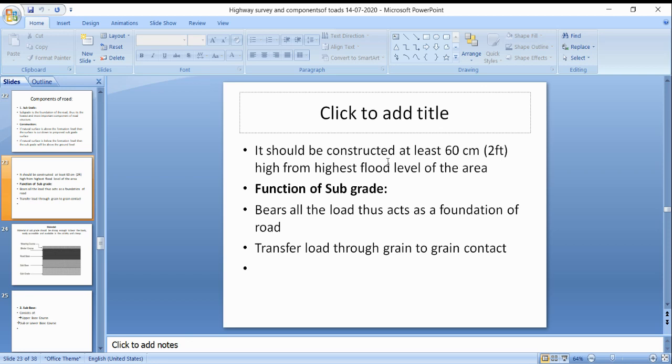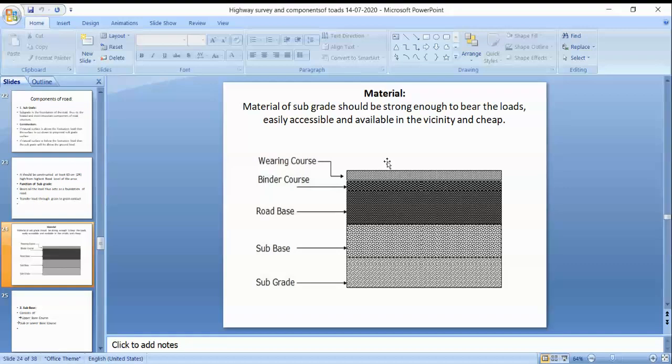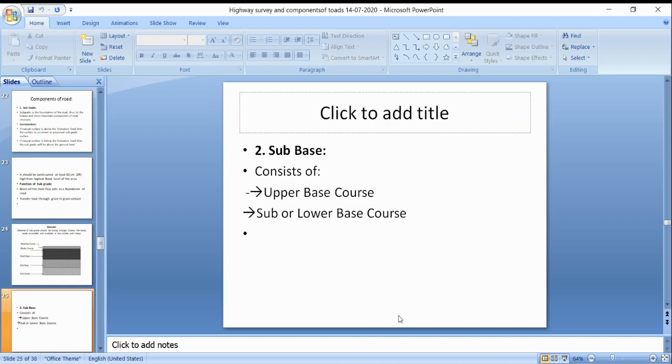The main function of the subgrade is to bear all the loads coming on top of the layers, acting as a foundation of the road. It will transfer the load to the grains which are in contact, that is, to the soil. Next, the materials. What materials will we use? They should be enough to bear the loads, easily accessible and available cheaply. Whatever cheap materials are naturally available will be laid as the subgrade.